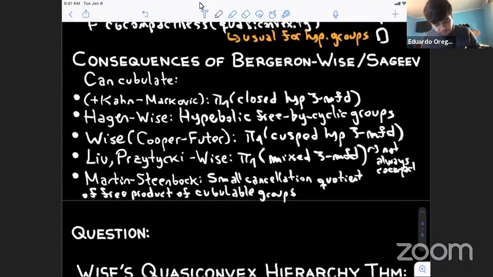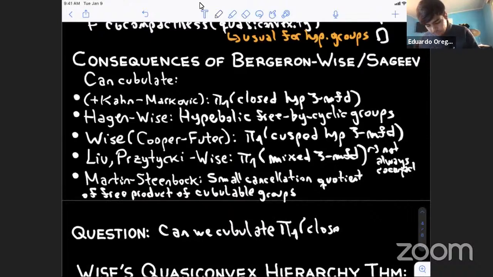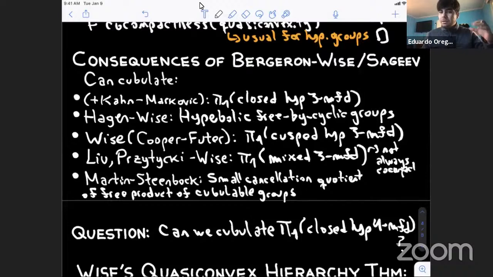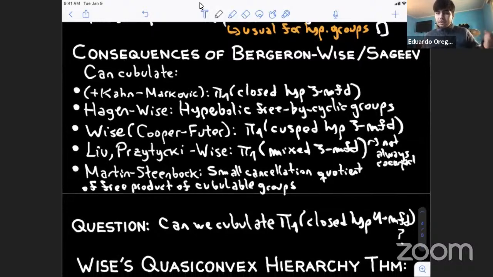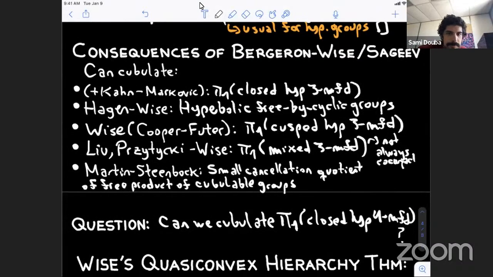So for example, can we cubulate the fundamental group of a closed hyperbolic four-manifold? And this is not known in general. It's not clear that we can find inside a quasi-convex subgroup that is the fundamental group of a closed hyperbolic two-manifold or something related. So finding interesting subgroups is in general difficult.